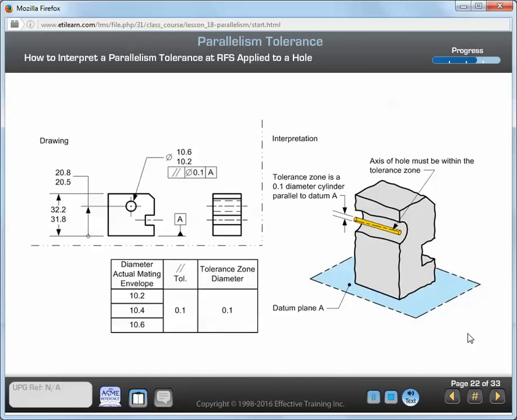In this example, the following conditions apply. The tolerance zone is within a cylinder. The tolerance zone is parallel to the datum plane. The parallelism tolerance defines the size of the tolerance zone cylinder. The axis of the unrelated actual mating envelope must be within the tolerance zone.